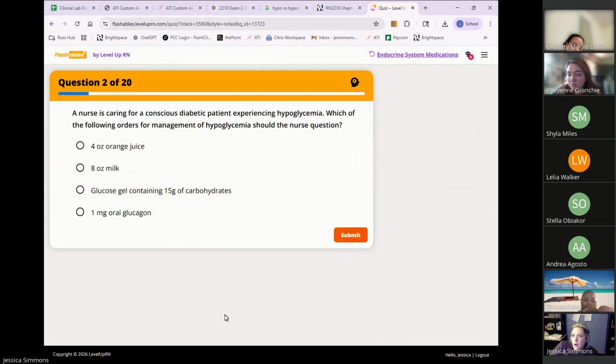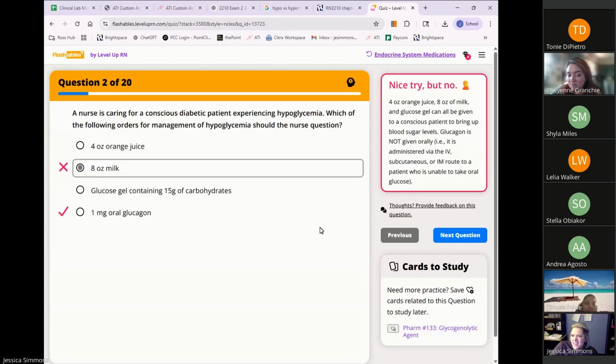A nurse is caring for a conscious diabetic patient experiencing hypoglycemia. Which of the following orders for management of hypoglycemia should the nurse question? Which one is wrong? The milk. The milk. Definitely the milk.